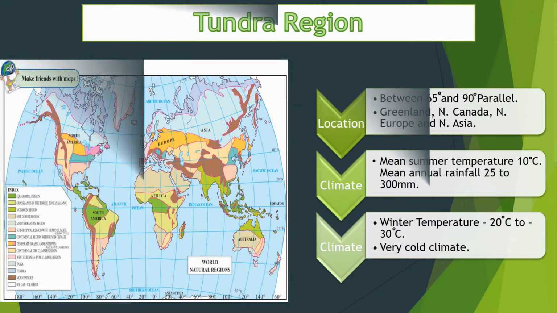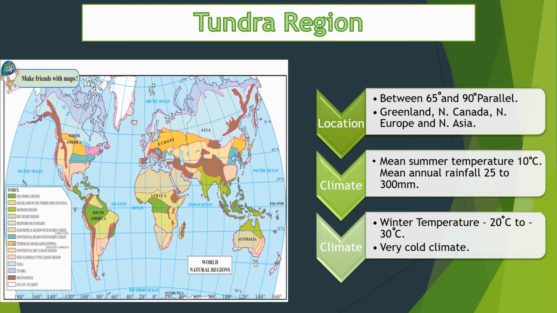The tundra region, also known as the tundra ecosystem, is found in the Arctic and on top of the mountains. The tundra region falls between the 65 degree parallel of latitude and the 90 degree parallel of latitude. The tundra region is found in Greenland, North Canada, North Europe, and North Asia. The climate of the tundra region is always cold and windy.